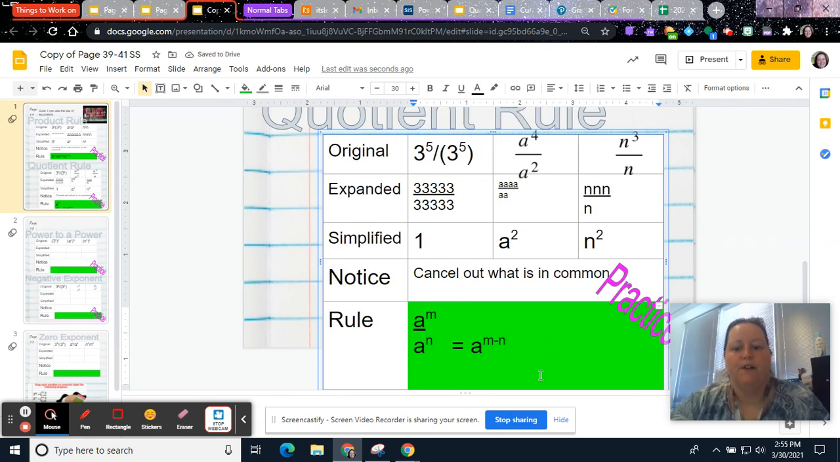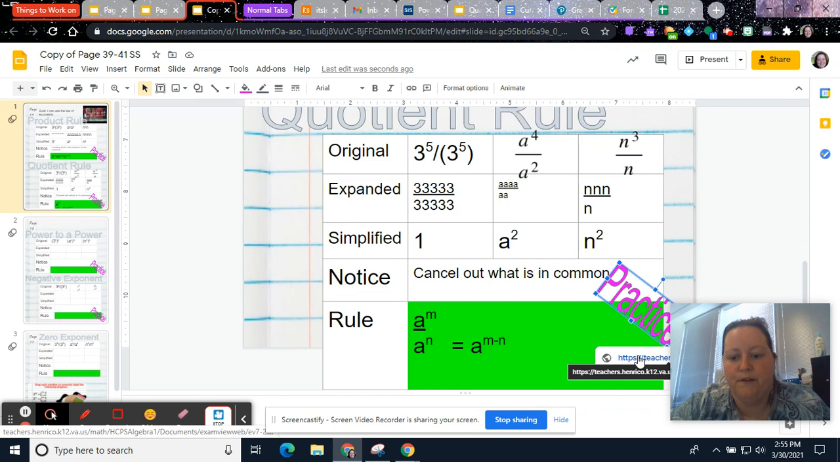Okay. So again, click over here where it says practice, go there, practice the quotient rule a few times where you're subtracting the exponents, and then tune in to video number 2.